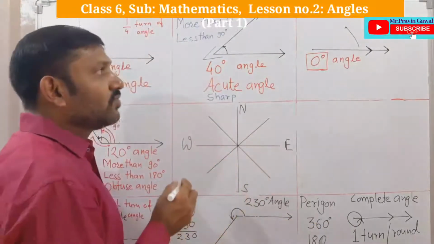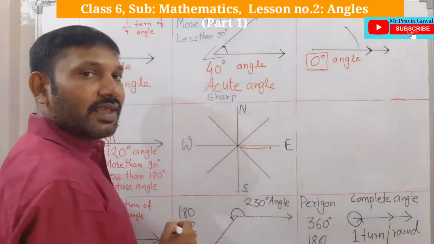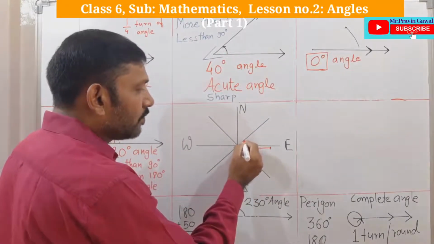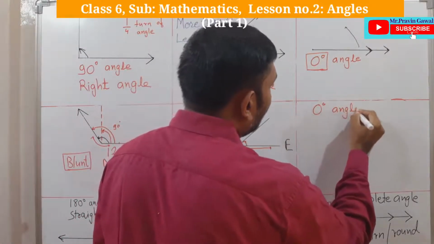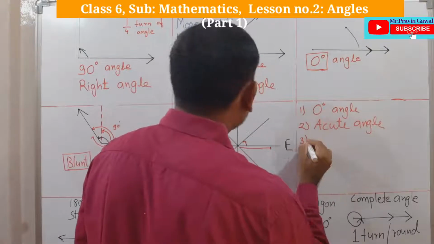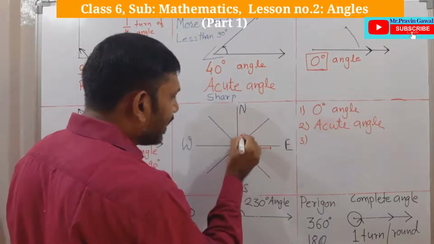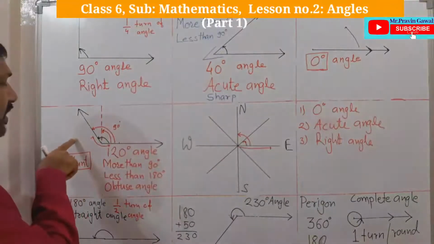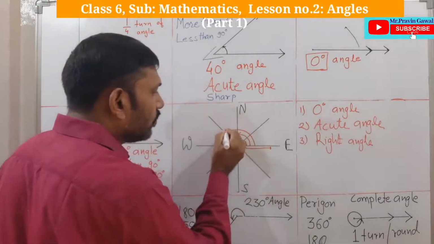So what have we studied, student? A zero angle, the initial position, that we have seen. After that we have seen the acute angle that forms here. First we have seen zero angle, second we have seen the acute angle, third we have seen what? Right angle that forms here. Okay, you can see here the right angle. Then fourth we have seen the obtuse angle, from here to here.